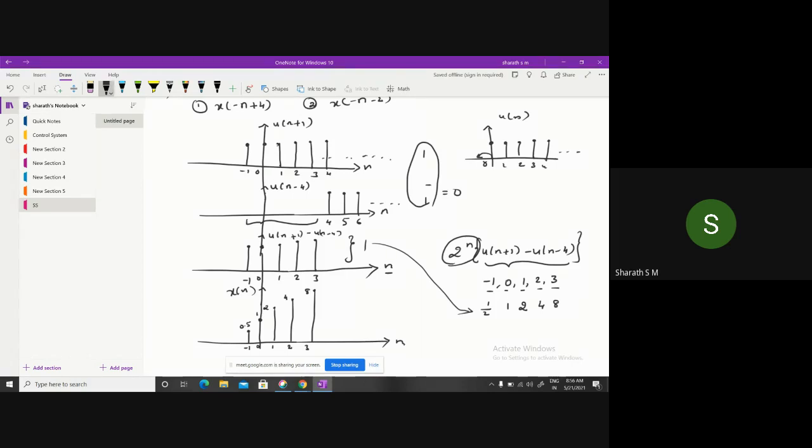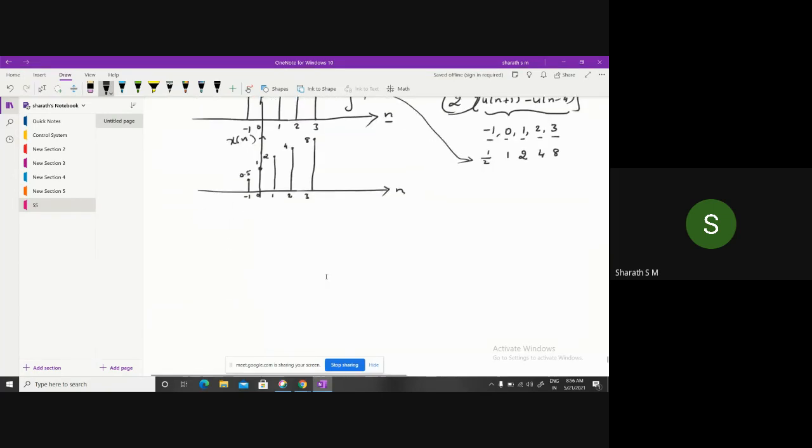So this is x of n. Then we need to sketch x of minus n plus 4 as well as x of minus n minus 2. So to sketch x of minus n plus 4, first sketch x of n plus 4. Afterwards, perform the reflection operation so that we will get x of minus n plus 4. In the same way, for x of minus n minus 2, first sketch x of n minus 2 and then perform the reflection operation, you will get x of minus n minus 2. So write down these two.